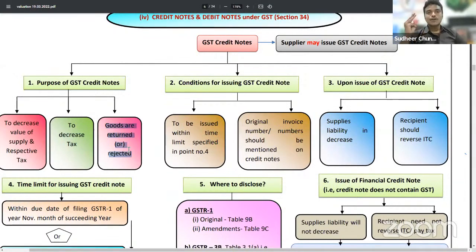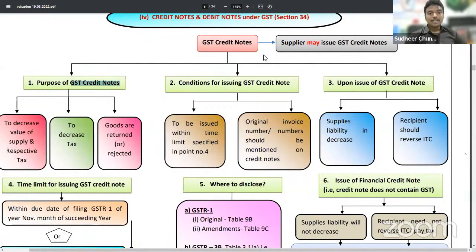So generally, a credit note will be issued in three aspects. Number one, to decrease the value of the supply and taxes. Number two, to decrease the taxes. Number three, when the goods are returned. In these cases, a GST credit note should be issued. Which credit note, sir? GST credit note. That means the credit note should contain GST.